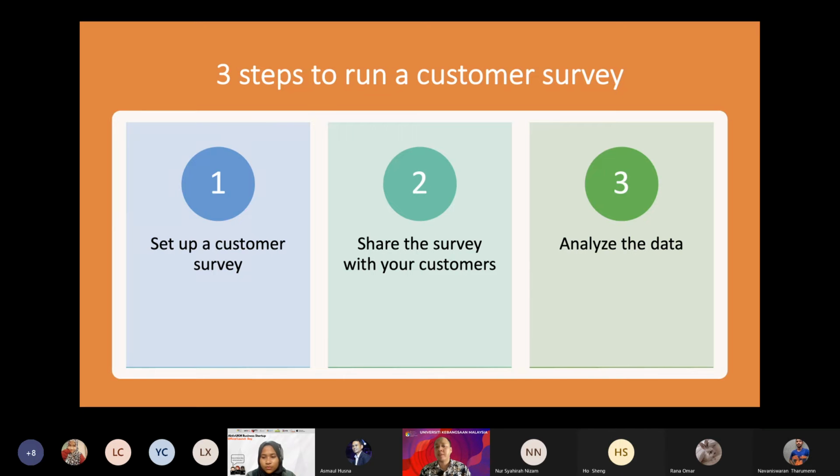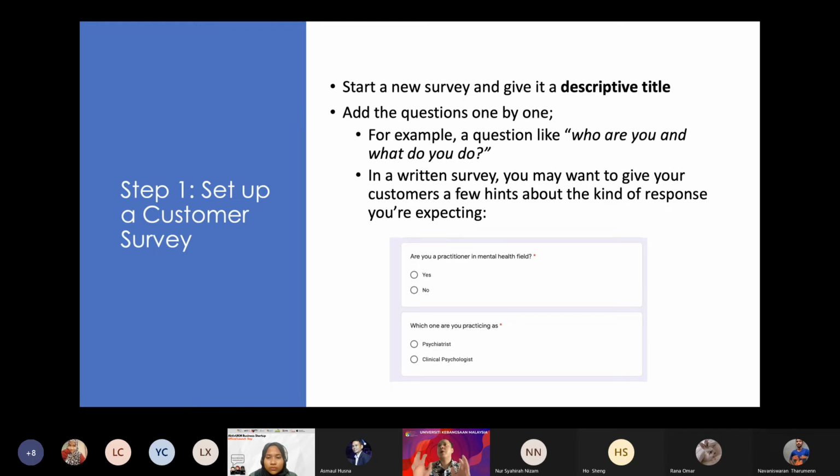So number 1, set up the customer survey. And then second, make sure you have the correct target group. So share the survey with your potential customer. And then 3, you know how to interpret the result. So analyze the data. This must be correct. If you follow these 3 simple steps, it will be easy.